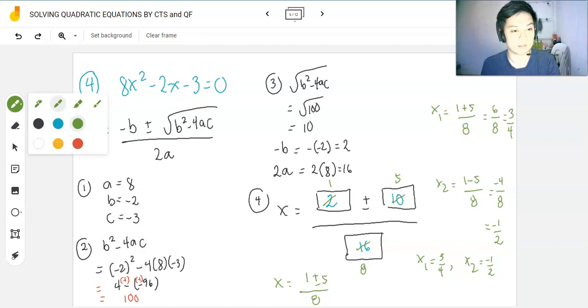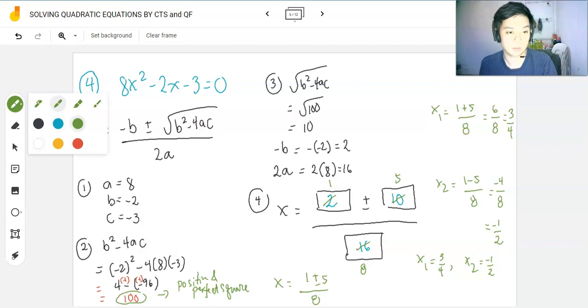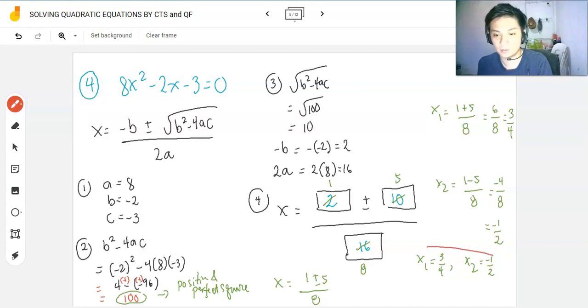Ito ang kanyang discriminant, yung 100. Anong klase number ng 100? This is positive and perfect square. At anong klaseng roots ang meron ng equation na to? Ito sila. 3/4 and negative 1/2. These are, of course, real and they are both rational. At syempre, unequal naman sila.